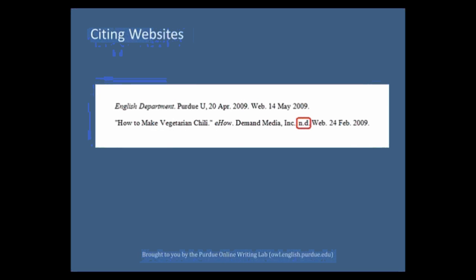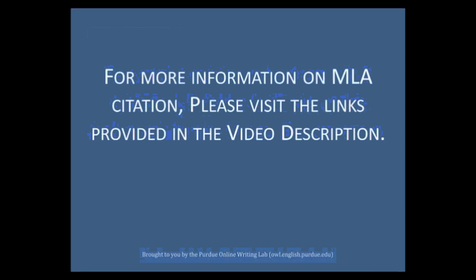Since different websites provide different kinds of information, citations for web-based sources can take many different shapes. Include as much information as you can find on the website itself. If no publisher name is available, use N.P. If no publishing date is available, use N.D. For more information on MLA citation, please visit the links provided in the video description.